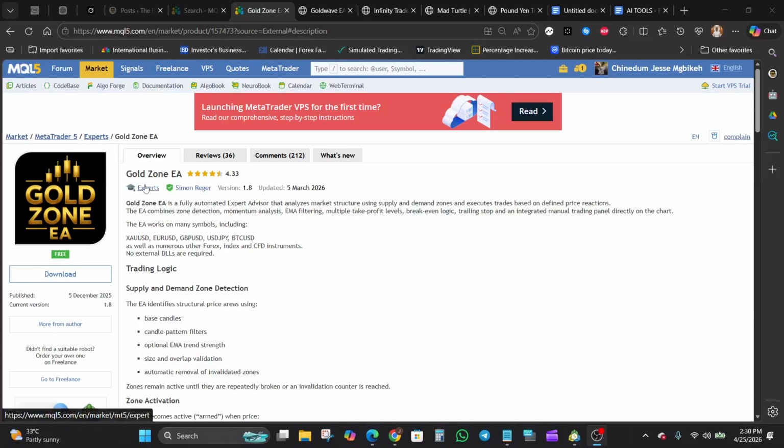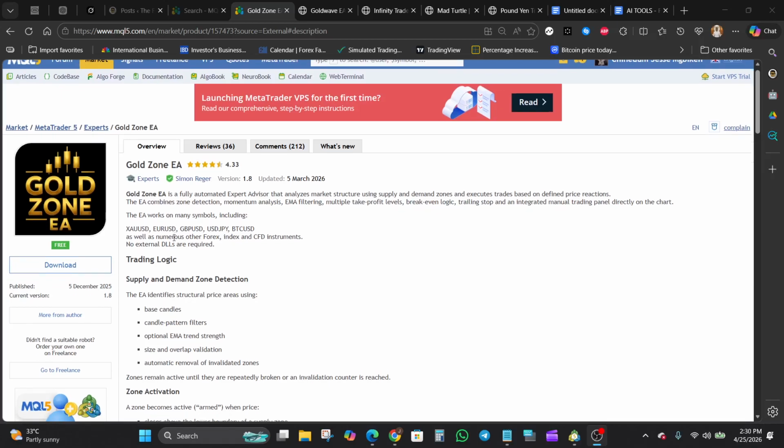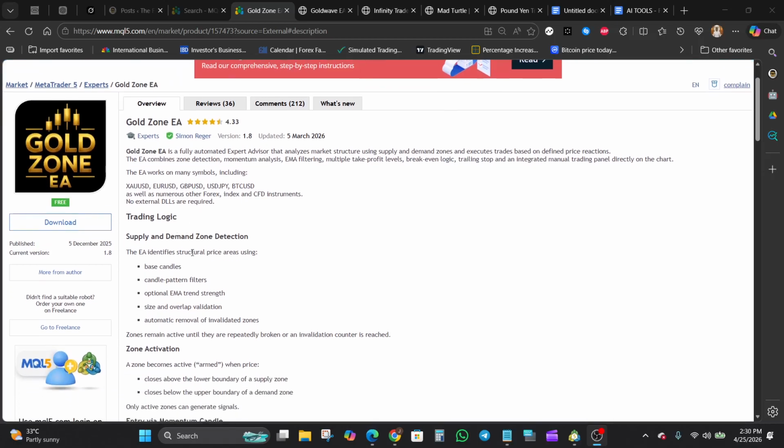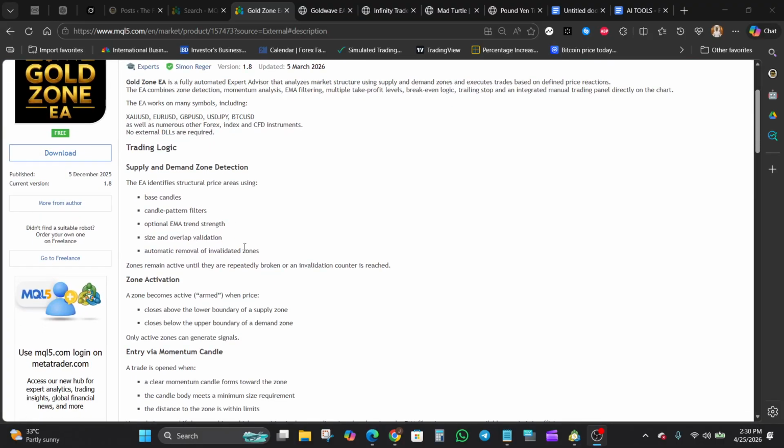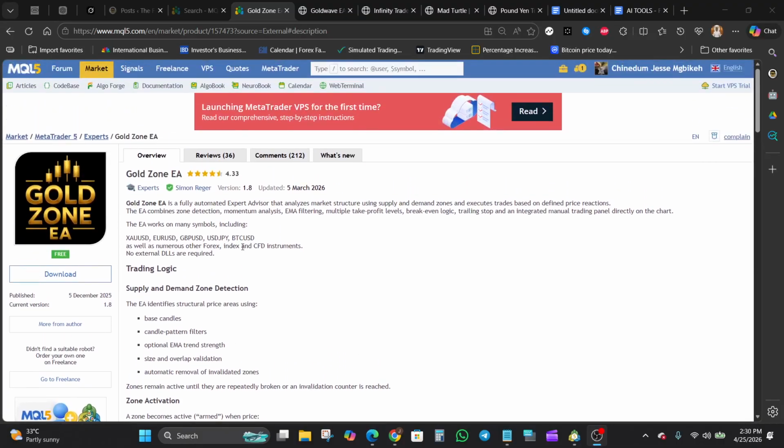Now the Gold Zone EA is specifically built for MT5. Everything you are seeing here is designed to run on the MetaTrader 5 platform. So here we are on the MQL5 marketplace, and right away, Gold Zone EA positions itself as a price structure based trading system, which is already interesting because it's not relying on typical lagging indicators. Of course, we can see that the expert advisor is free to download.